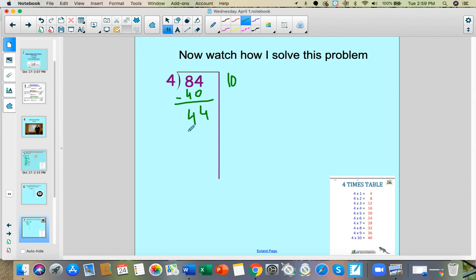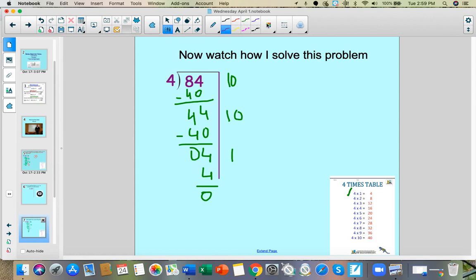Still, we can do another 40. So let's try. 10 times 4 is 40. Minus. 4 minus 0 is 4. 4 minus 4 is 0. And now we know that 4 times 1 is 4. And you get 0.